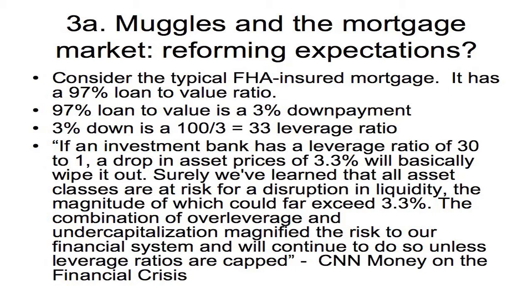Here's a quote from CNN Money on the financial crisis from March 2010, but there are lots of these. "If an investment bank has a leverage ratio of 30-to-1, a drop in asset prices of 3.3% will basically wipe it out. Surely we've learned that all asset classes are at risk for distortion in liquidity, the magnitude of which could far exceed 3.3%. The combination of over-leverage and undercapitalization magnified the risk to our financial system and will continue to do so unless leverage ratios are capped." Oh my gosh, investment banks actually had leverage ratios as high as 30 to 1.